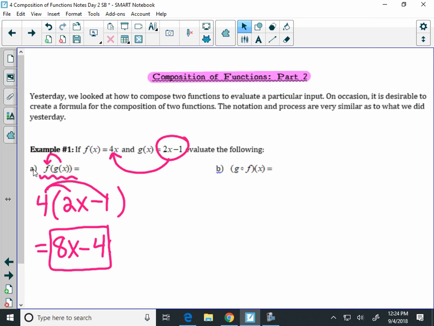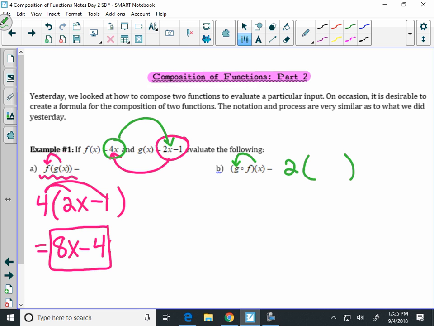Well, now we can go the other way. We can find g of f of x. So this time, what function is going into the other? f is going into g. All right, so I'm going to take this 4x and put it into g where the x is. So we'll have 2, but instead of x, I put 4x, my function of f, minus 1. So how does this one simplify?